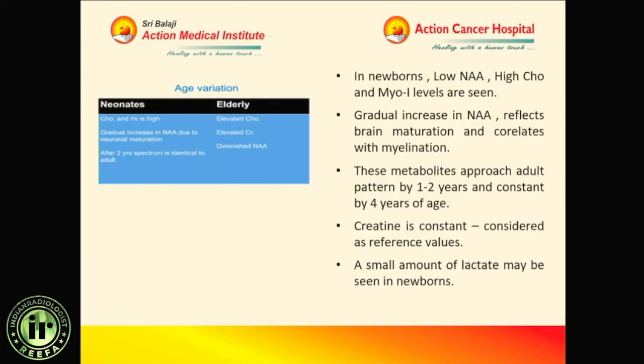Now, there is age variation also seen. In newborns, there is low NAA, high choline and high MI level seen. Now, there is gradual increase in NAA, which reflects the brain maturation and correlates with myelination. These metabolites approach the adult pattern by 1 to 2 years and are constant by the age of 4 years. In the elderly, we have elevated choline, elevated creatine and diminished NAA.